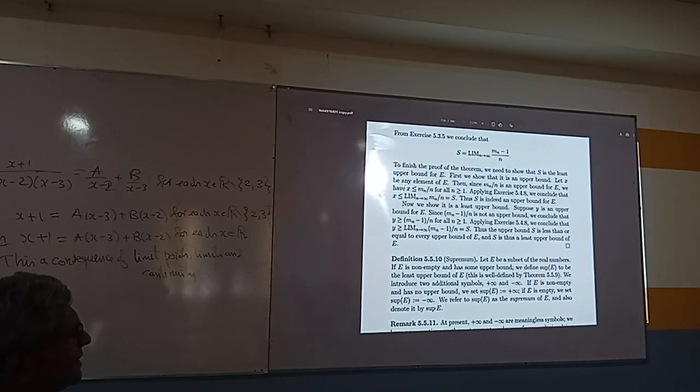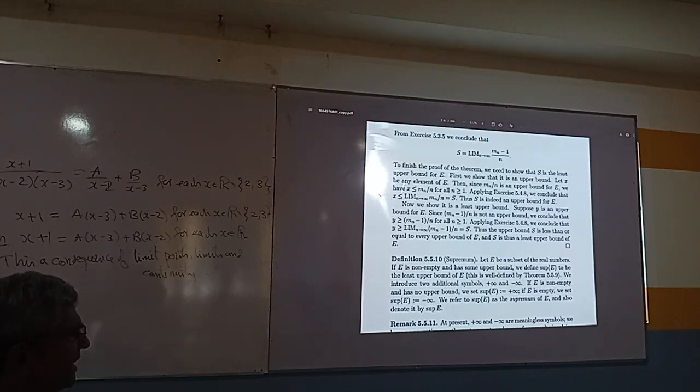It says, let E be a subset of the real numbers. If E is non-empty and has some upper bound, we define sup E to be the least upper bound of E. This is well defined by Theorem 1.9. We introduce the two additional symbols plus infinity and minus infinity.